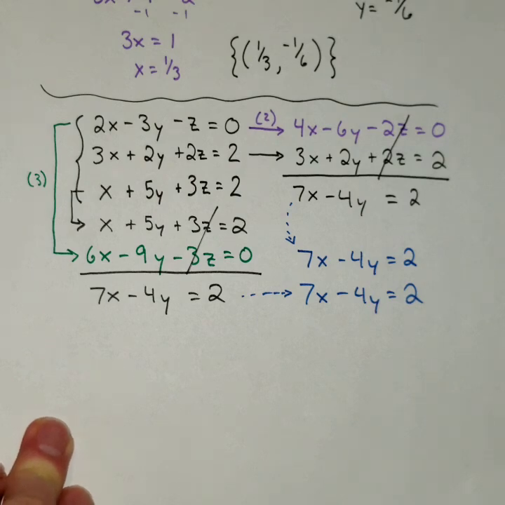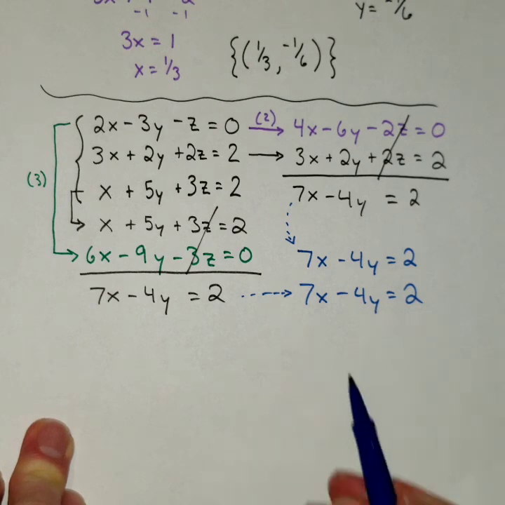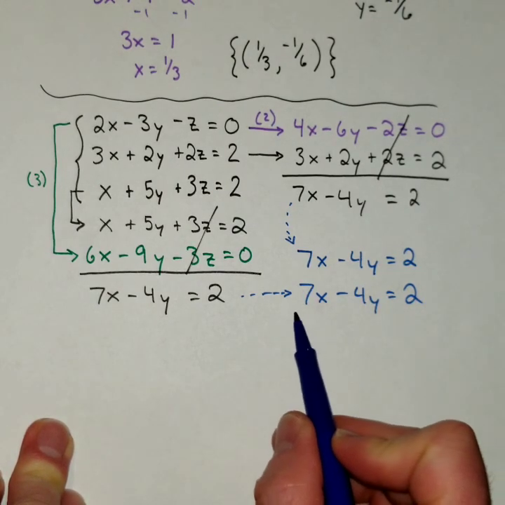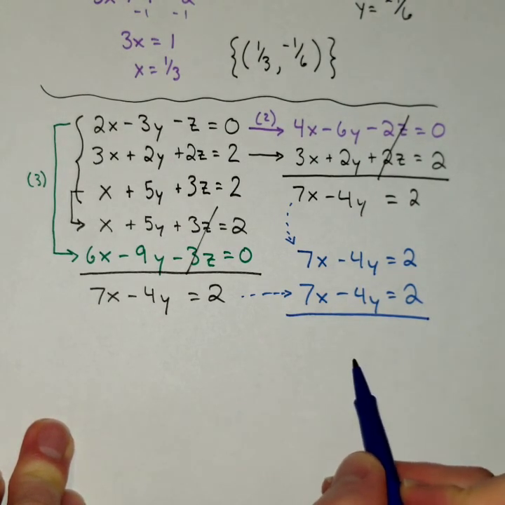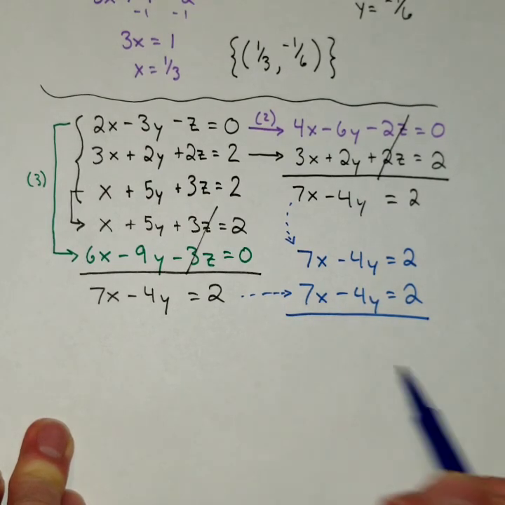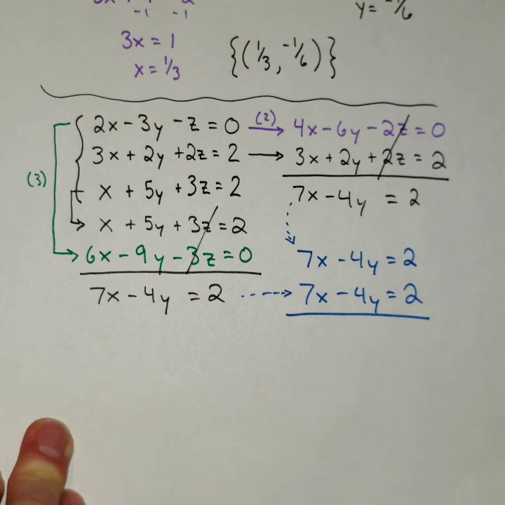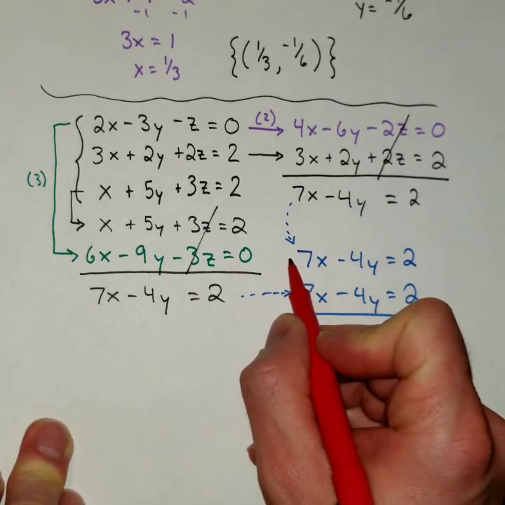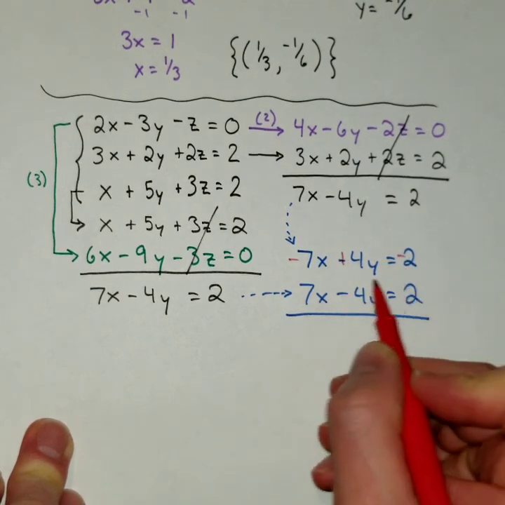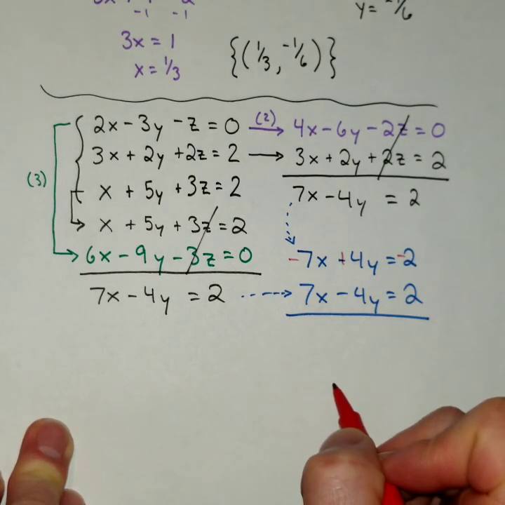Now, what you probably are noticing is that they're the same equation, right? That's not always going to be the case, but sometimes it is. If they're the same equation, then if I add them up, I don't eliminate a variable. So I need to eliminate a variable. So what I'm going to do is change the signs on one of the equations. Change the signs on this one. That's basically multiplying by a negative 1.